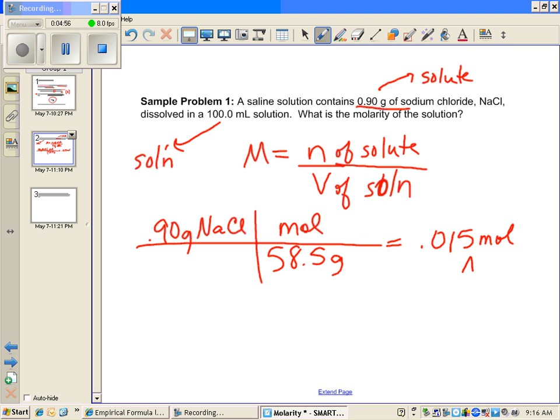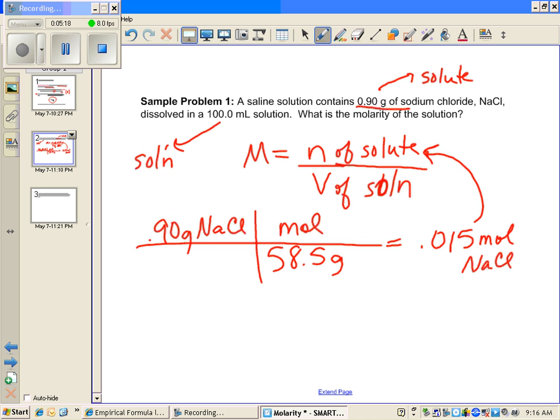moles of NaCl. What's the solvent? Pardon me? Solution. That's just my abbreviation for solution. Okay? Now, what we're going to do now is, I now have the number that can go right there. Everybody agree with that? Okay.